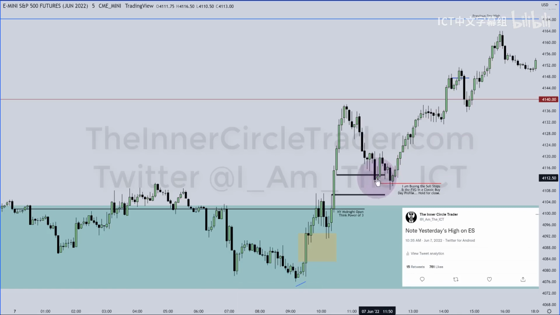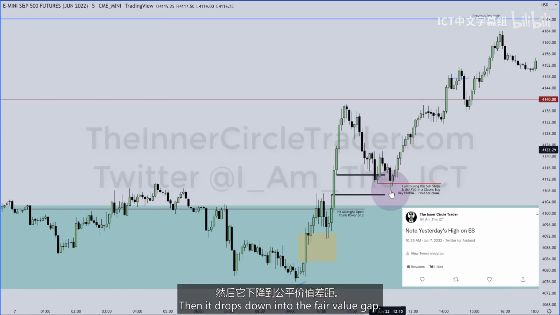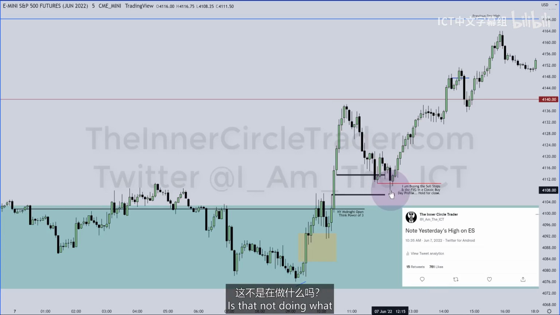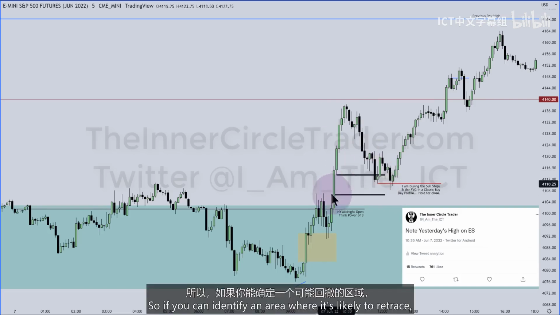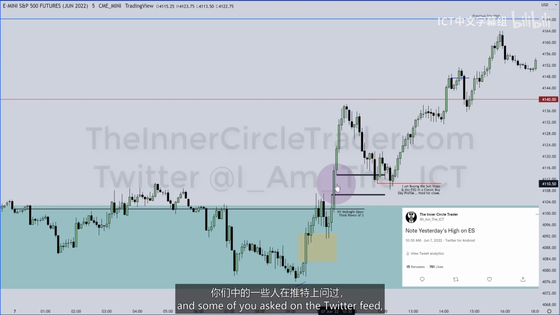It creates a low ahead of the lunch hour at noon. Then it drops down into the fair value gap. Is that not doing what I gave you in terms of the rules of what liquidity is doing in the afternoon, post New York lunch when we're bullish? Yes. What's different? It's not consolidating. You see that? Is this a consolidation? No, it's a retracement.